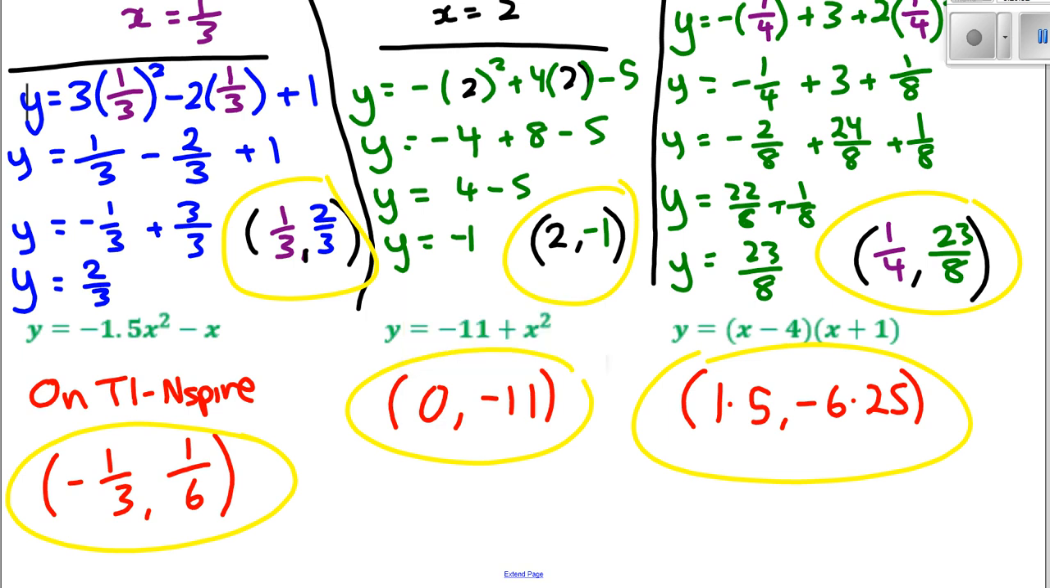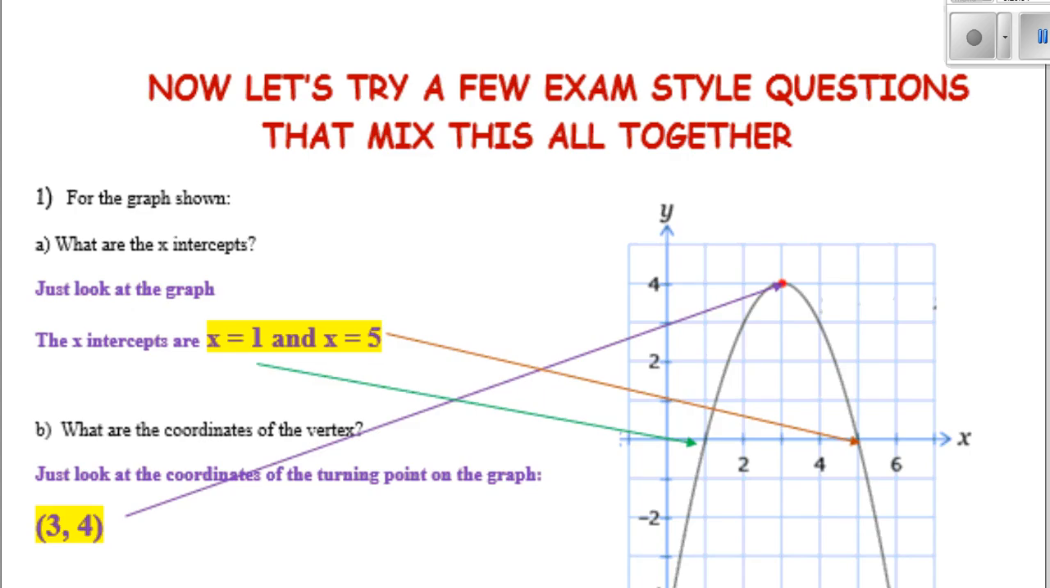Here's the next one. Now let's try a few exam style questions that happen to mix all of those together. The last few exercises were quite repetitive. For the graph shown, what are the x-intercepts? Here's an example, it's actually filled in for you. Just look at the graph. Here are the x-intercepts, here's one here, and here's one here. So it's x equals 1 and x equals 5, and that's your answer for the x-intercepts.